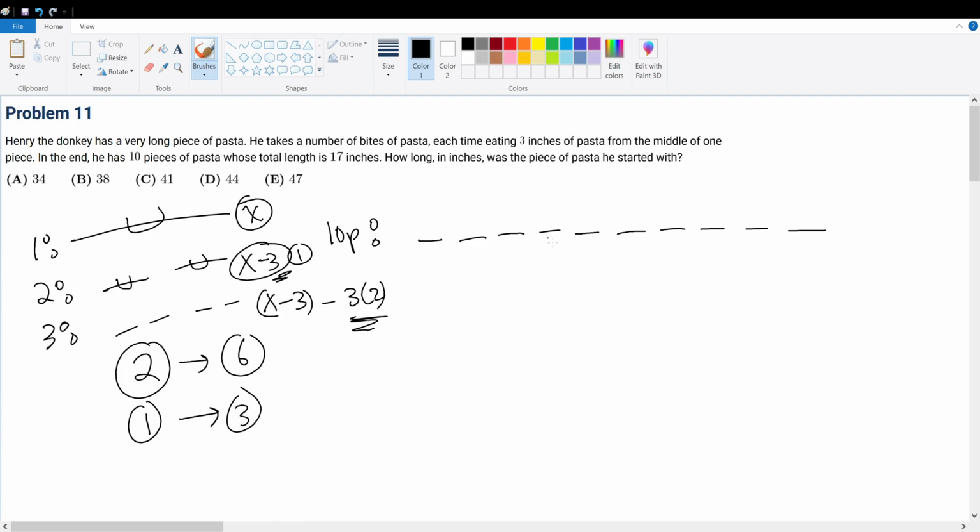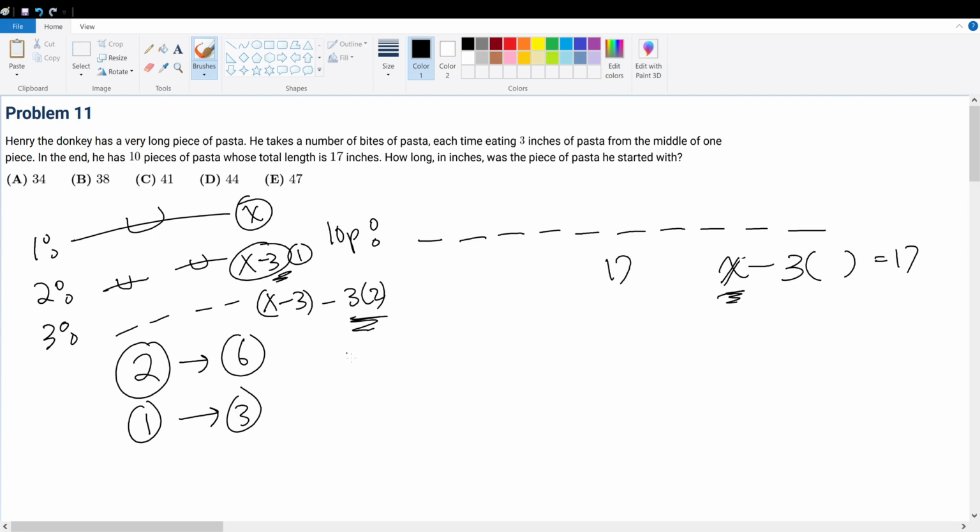Because the total length here is 17, but the 17 inches must have been a result of x minus 3 times a number of bites to get 17. And we're trying to solve for this x. x is the original amount. But how many bites did he take?